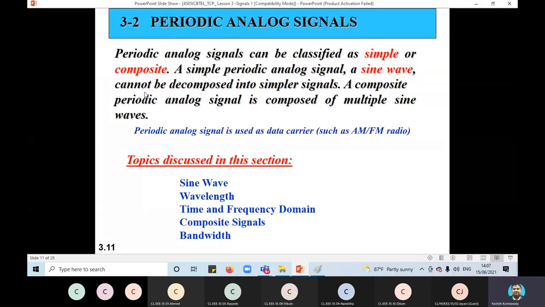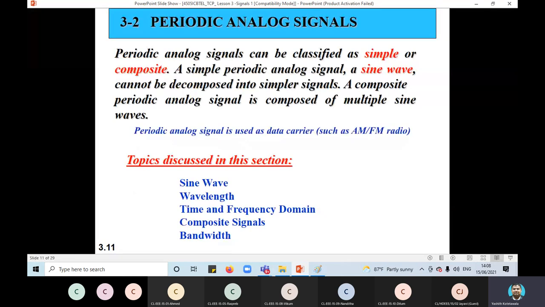A composite periodic analog signal is composed of multiple sine waves. Right, then what is the meaning of a composite signal? What is composite? Composite means we are going to make use of simple signals. We are going to combine several simple sinusoidal signals and take a different outcome. It's a mixed outcome. It is something like dumping two or three different simple sinusoidal waves into a container, mixing them all and taking the output to see what the shape looks like. That shape is a composite shape, or you can call it complex. Then you will understand what is meant by composite. We basically compose a different result by using some basic components.